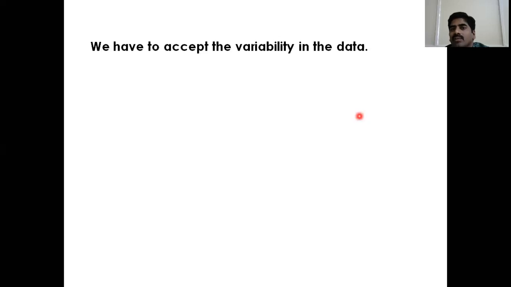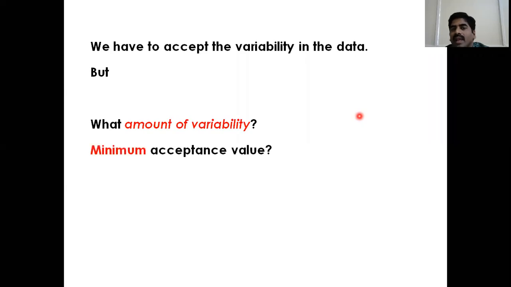So we have to accept the variability in the data. With a single mean value, we cannot say the mean value is the normal value. We can measure the deviations also, and we have to accept the deviations on either side of the mean. So you subtract the deviation from the mean and you get the lower value, and you add the deviation to the mean and you get the upper value. Okay, an interval you will get. But what amount of variability do we have to accept, what is the minimum acceptance value, what is the maximum acceptance value, and how to calculate this interval, I will explain now.